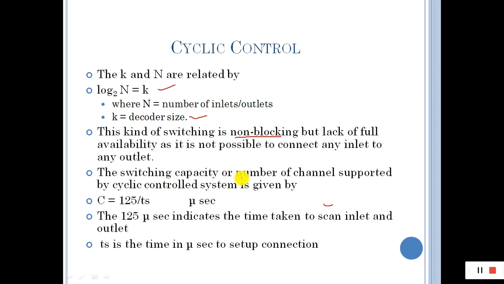The switching capacity, or number of channels supported by cyclic control, is given by the formula 125/T microseconds. So this is the switching capacity. The 125 microseconds indicates the time taken to scan inlets and outlets, after which the next sample can be transferred. T is the time in microseconds to set up a connection.